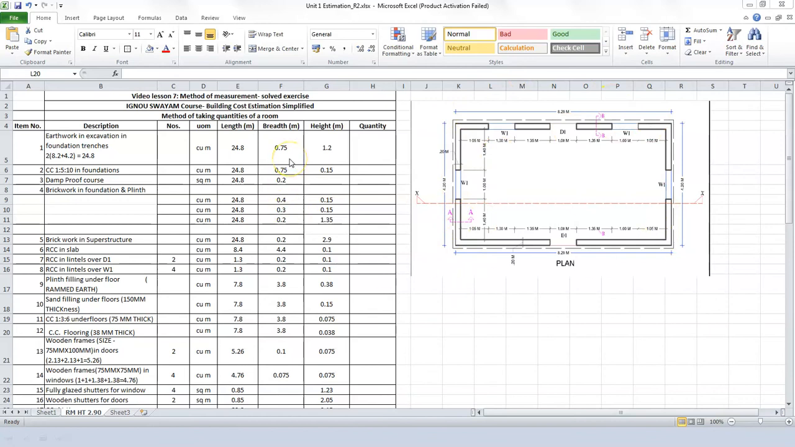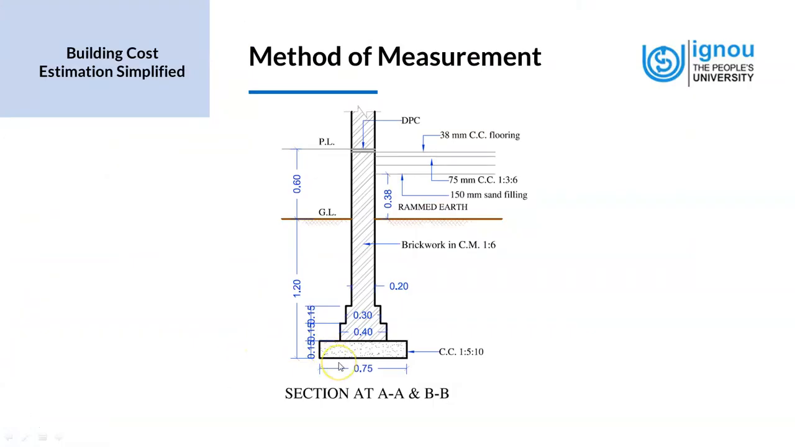And for the breadth of the foundation, we will have to look at the section of the foundation. We are looking at finding out the quantities for excavation of earth, and we find that the widest part of the foundation is at the footing, the lowest portion. It has a dimension of 0.75 meter width. So this will be our excavating width. We have this from the section drawing.